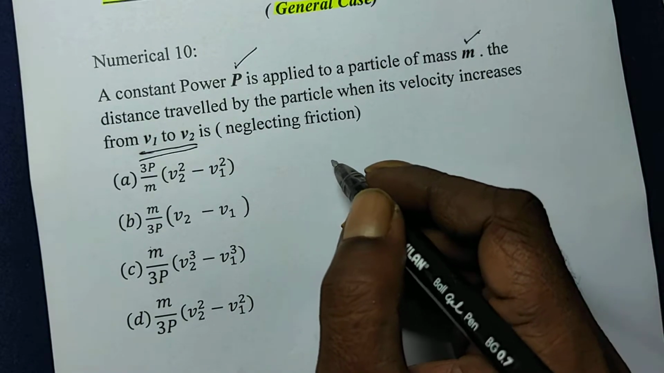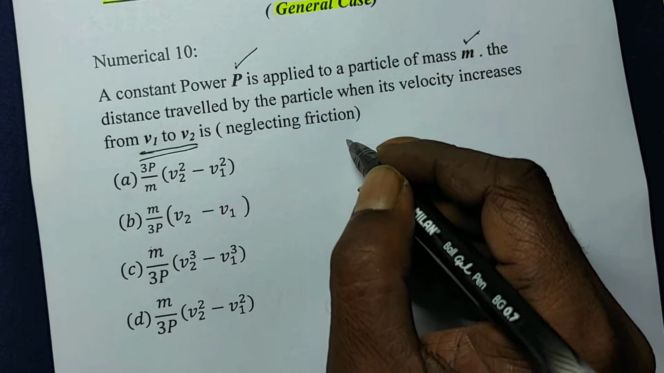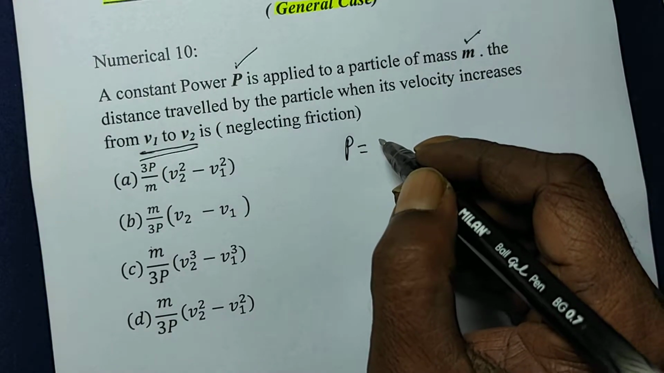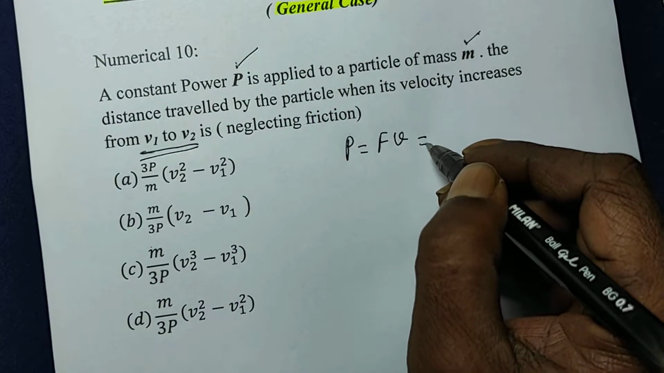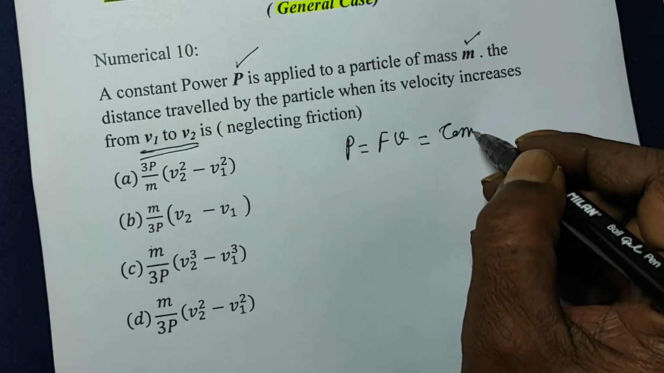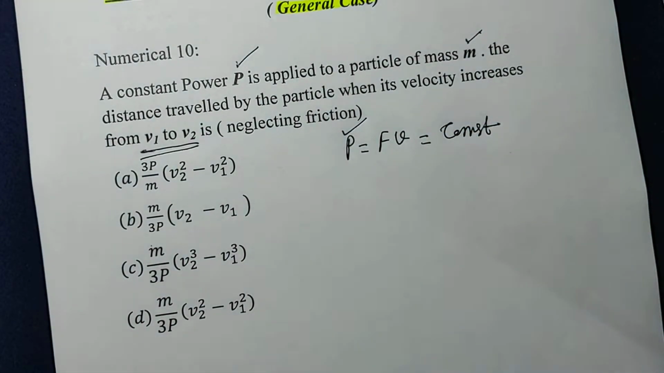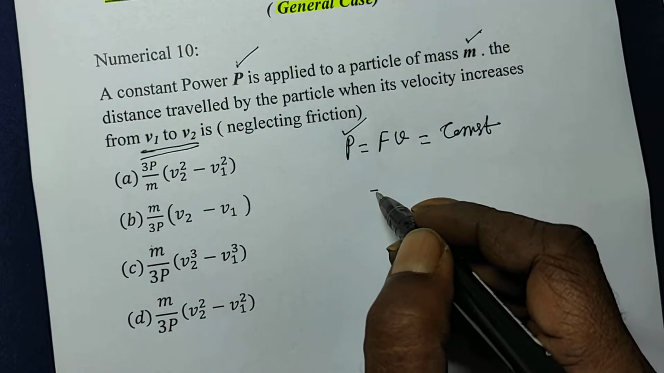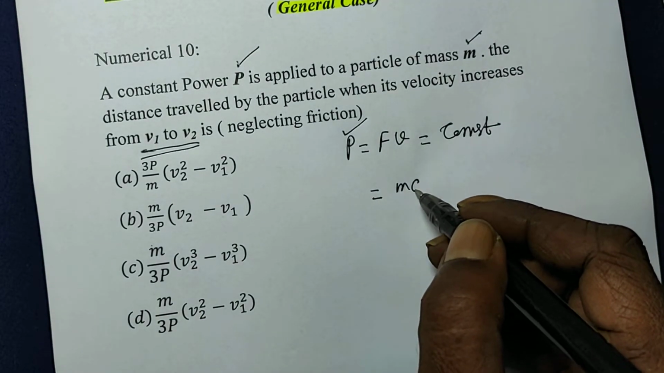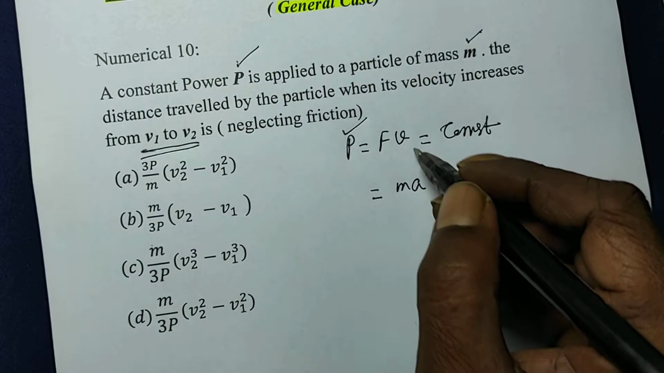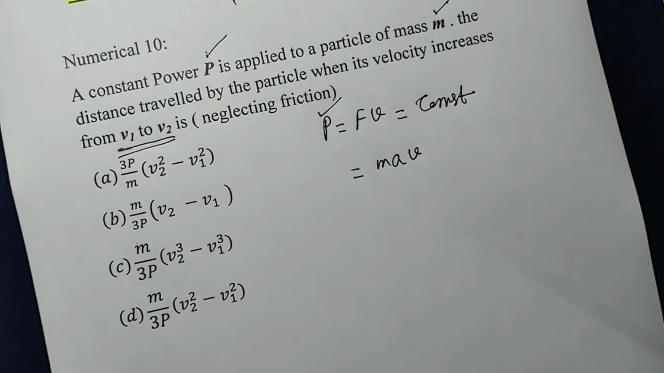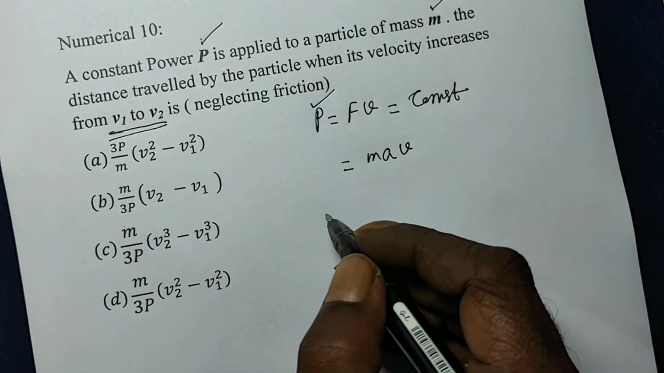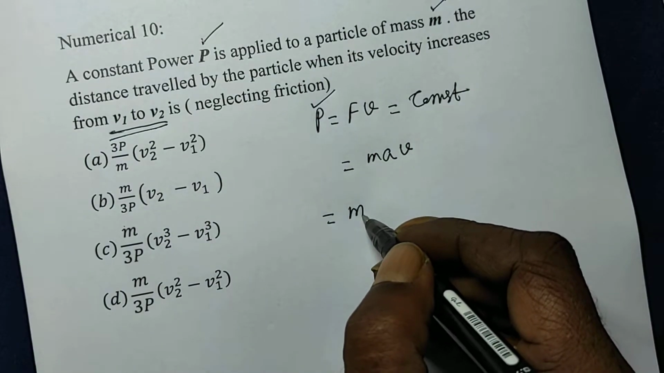I just explained in the previous video that power is equal to force times velocity, and it is given that force times velocity is constant, meaning the power is constant. So what is interesting is the force can be written as mass into acceleration, and I keep v as such. So that is your power. Now how to manage it?